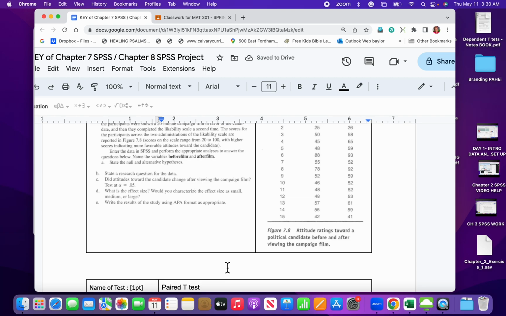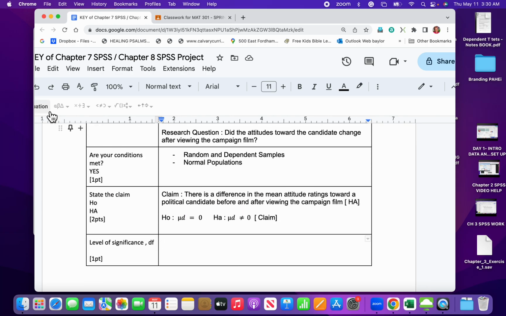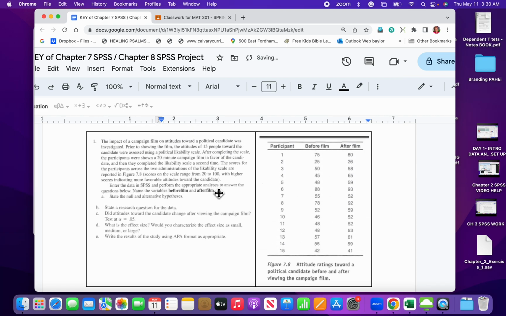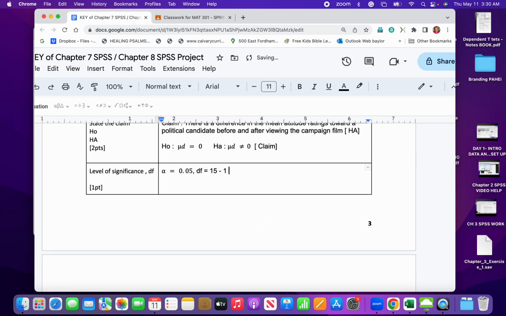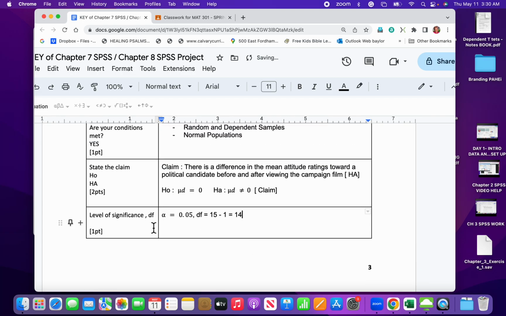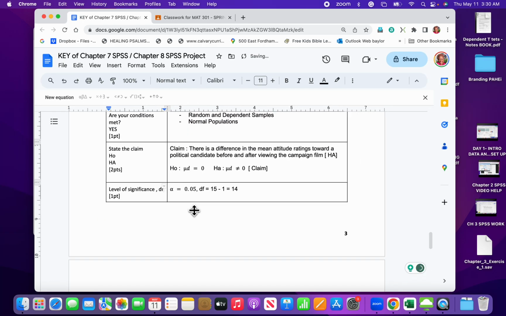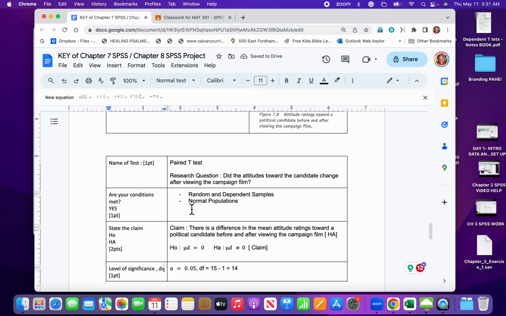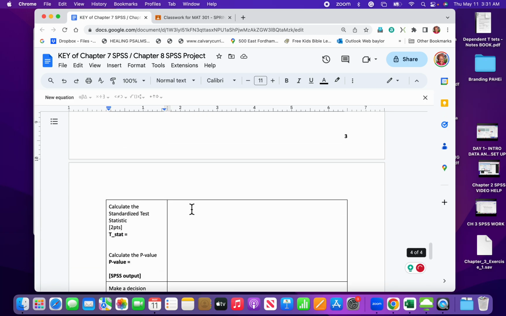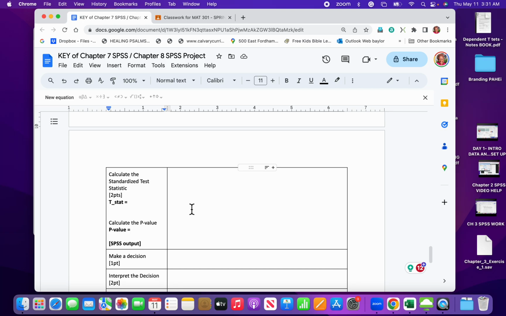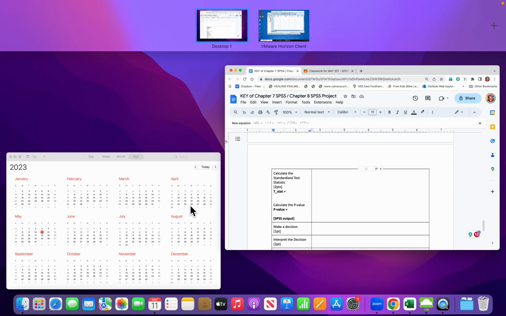My level of significance, of course, is alpha equals 0.05. That's what they gave us. Degrees of freedom, very simple. You look at how many participants you have. 15, 15 minus 1. We are at 14. That's it. So we have our setup. This is our setup. So far, so good. Now let's go perform the test in SPSS.